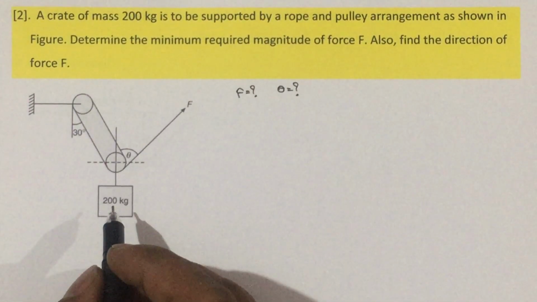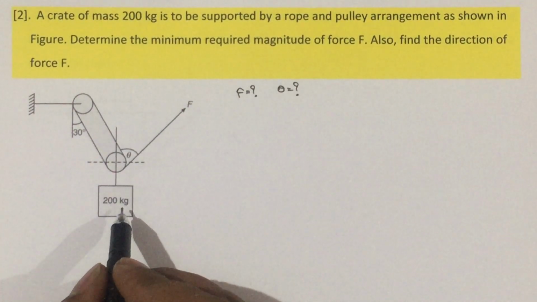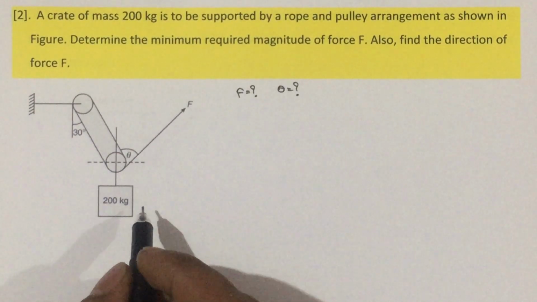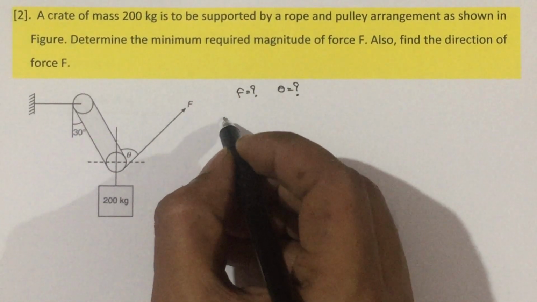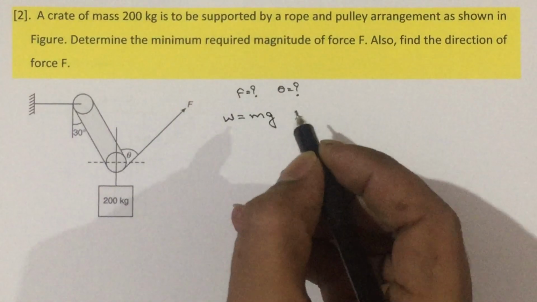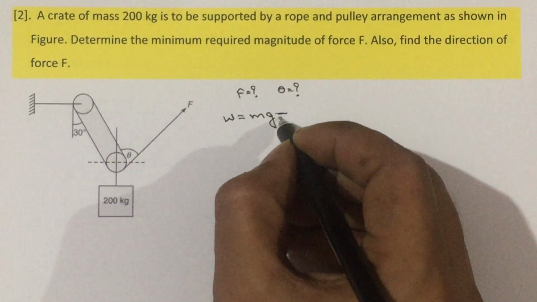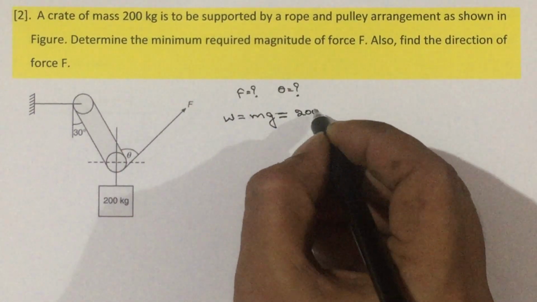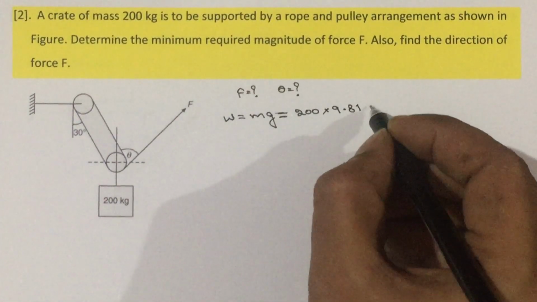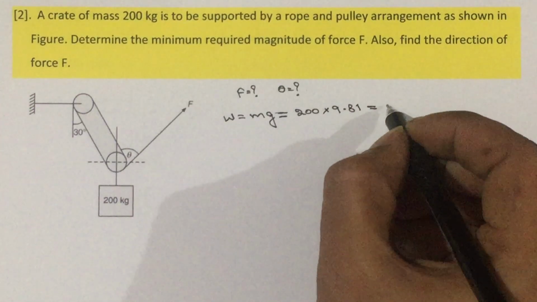Before going to that, here 200 kg mass is given, but we need the weight in terms of Newton or kilonewton. So, let us convert this kg into Newton. We know that weight is given by m into g, where m is the mass and g is the acceleration due to gravity. So, that is equal to mass 200 into 9.81. You are going to get the value of W as 1962 Newton.